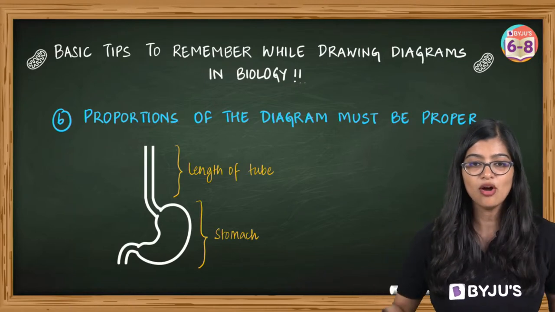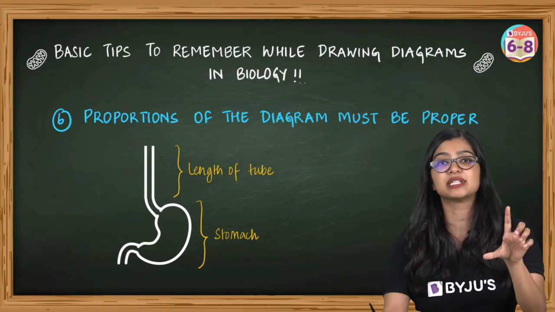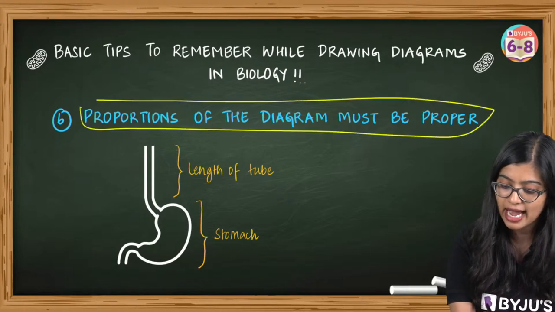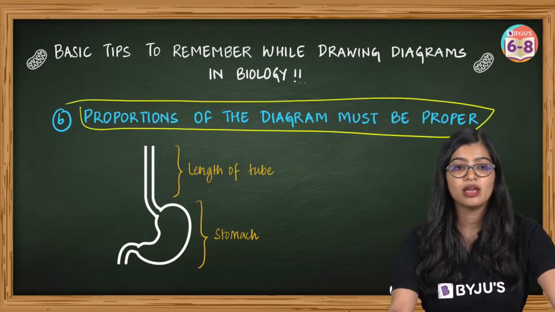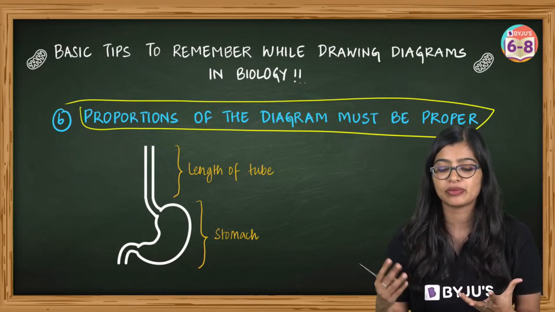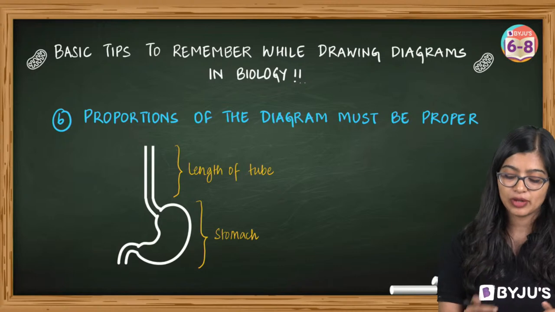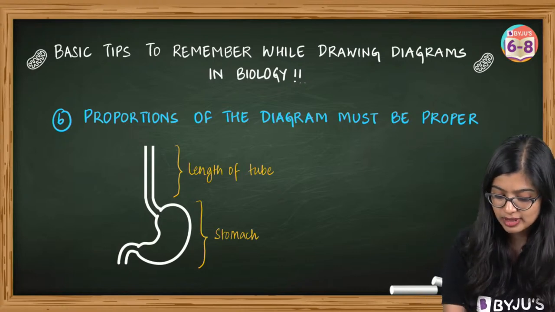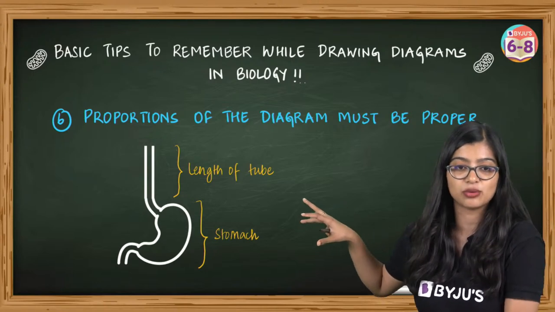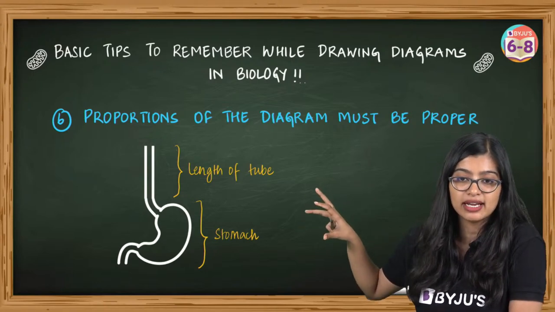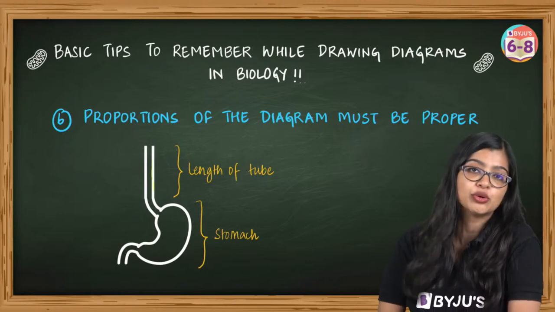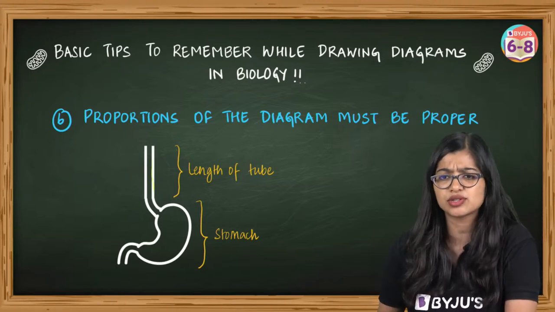Now, the next thing I'm telling you is that the proportions of the diagram must be proper. What do we mean by proportions have to be proper? Let me give you an example. Let's assume this is the esophagus that you see on your screen, and you have the stomach. Normally, we know this is a long tube which connects your mouth and your stomach.